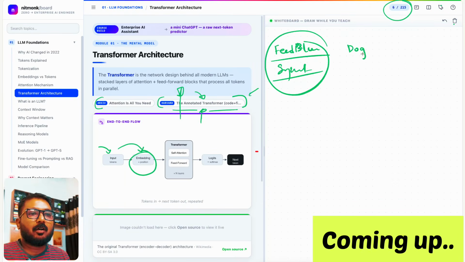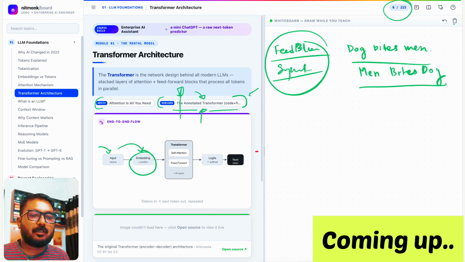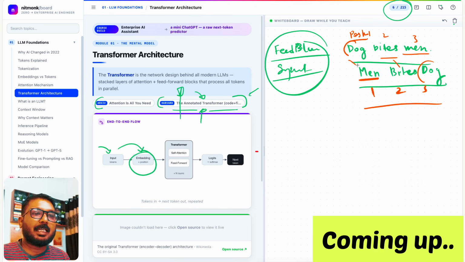Let's say "dog bites man," right? And another sentence I write, "man bites dog," correct? Both sentences have similar words like dog, man, and bites. So it becomes really important to understand the position of these words, like how the positions 1, 2, 3 are set, so that the values can map properly.